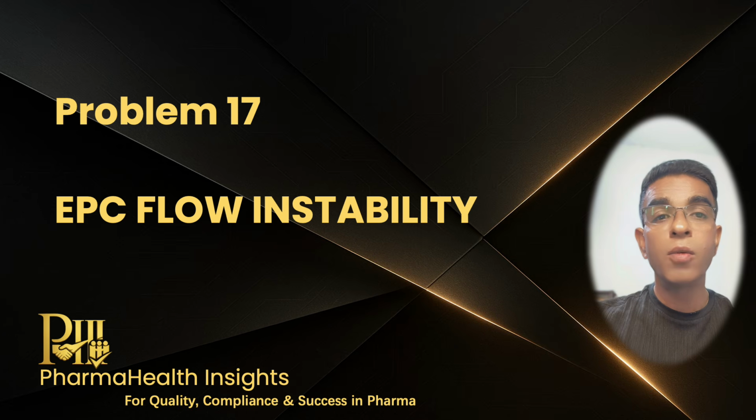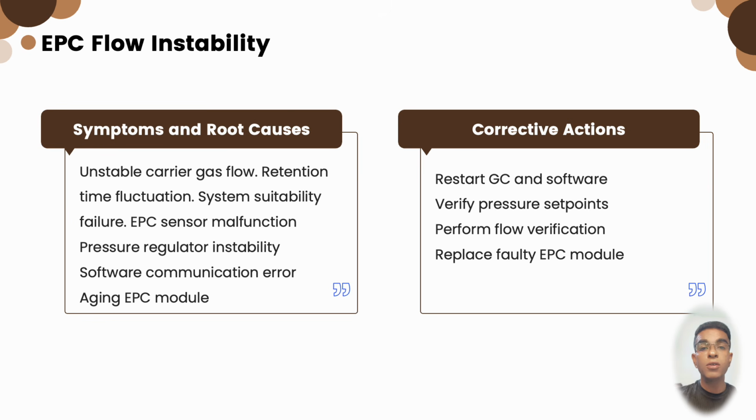Now let us move to a problem that occurs even when no physical leak is visible: electronic flow instability. Electronic pressure control, or EPC, regulates carrier gas flow in modern GC systems. When EPC becomes unstable, flow fluctuates even though set parameters appear correct. This results in inconsistent retention times and frequent system suitability failures.